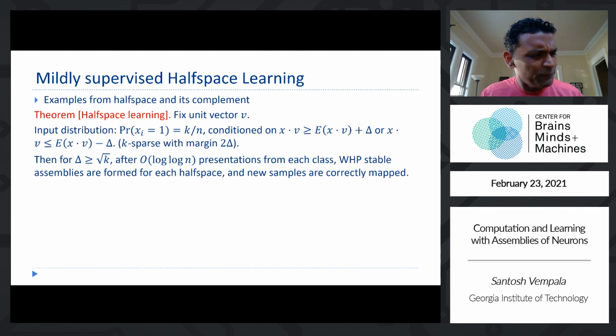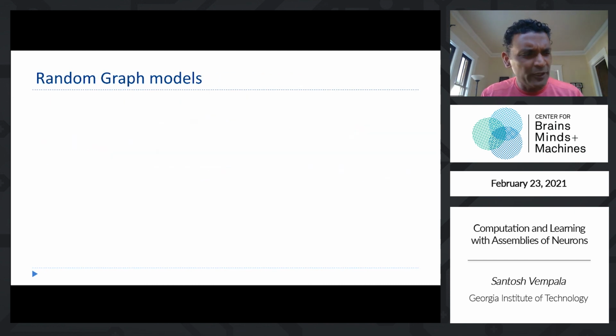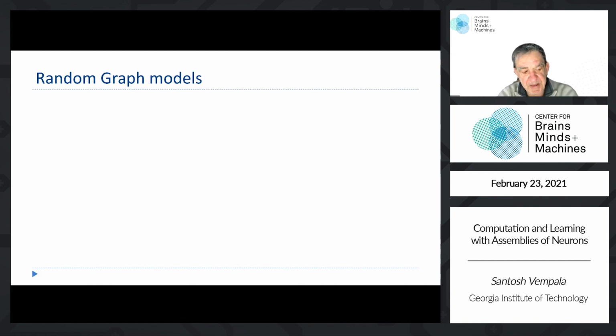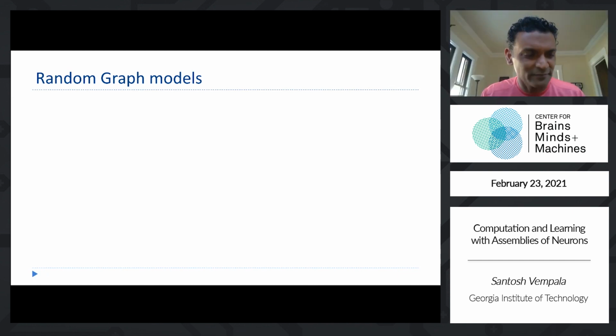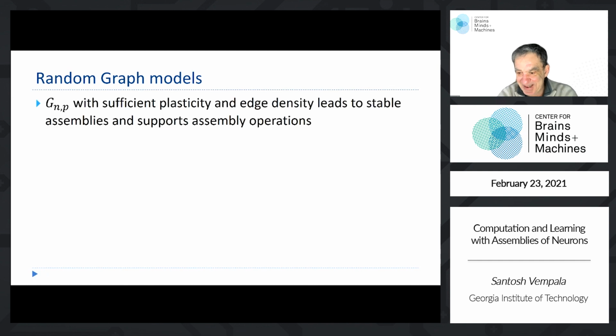I'm at 4:54. I could either do one more topic or go to conclusions. Any suggestions? What is preferred? Well, maybe conclusions, and then questions. I'll ask you a question about random graph models if there are not too many other questions.